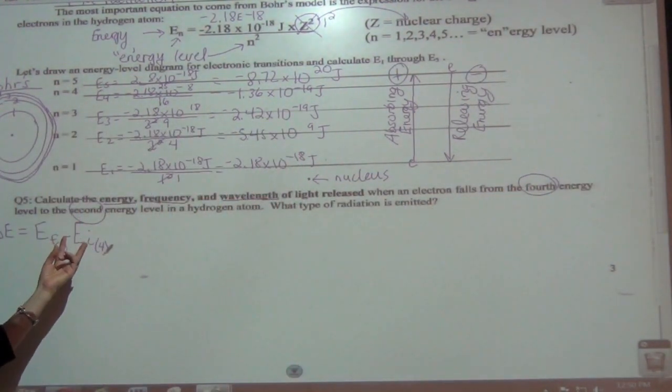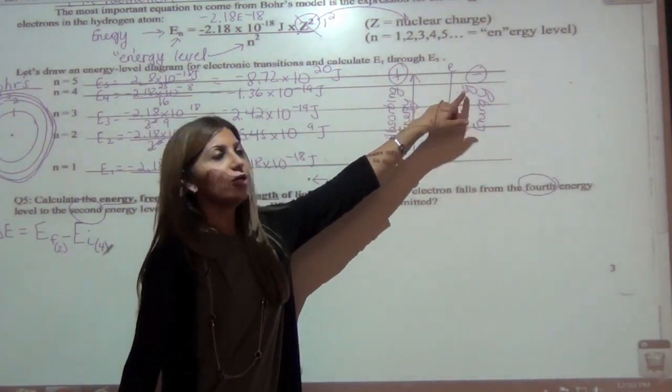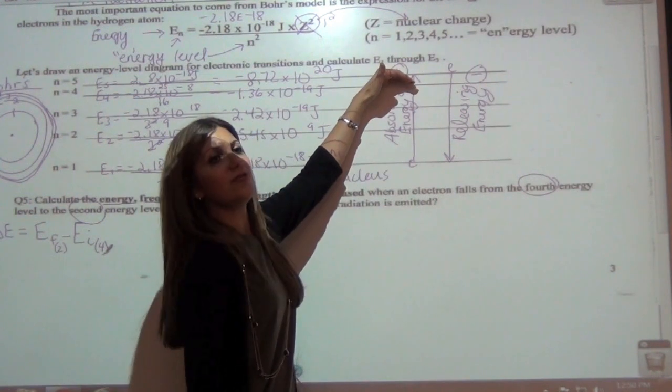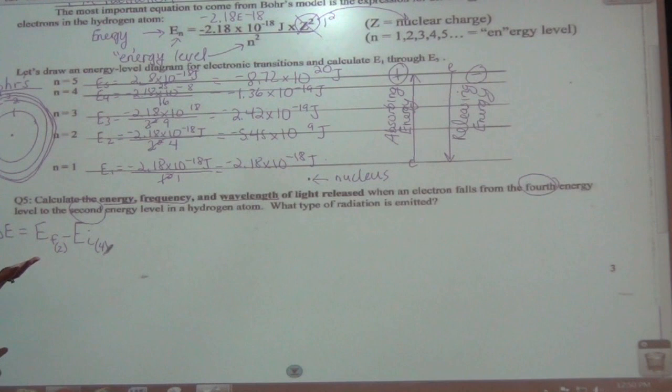I'm going to tell you that if you do it backwards, you're still fine. Your sign will just be opposite. So if your electron's going up, then it's positive. If your electron's going down, it's negative. So you can always check your answer and change it if you did it incorrectly.